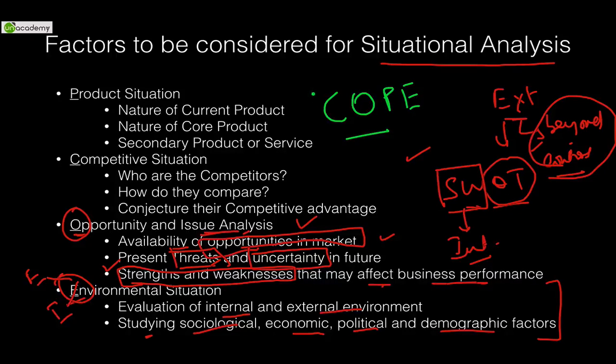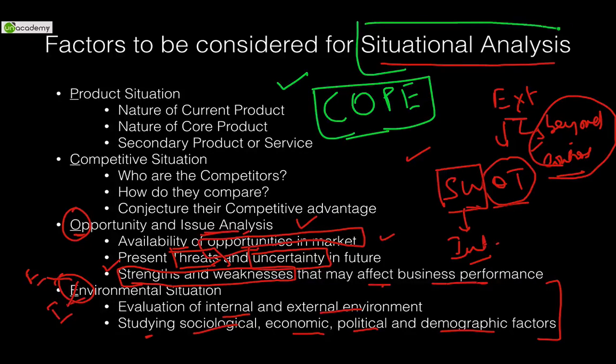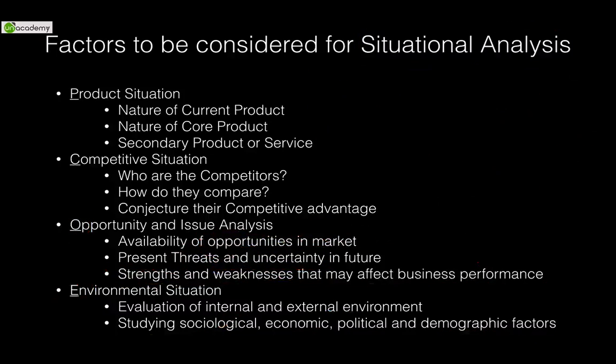Now, how do I learn the code of all the factors? It is COPE. Remember this word, these are the four factors pertaining to situational analysis. C for competitive situation, O for opportunity and issue analysis, P for product situation, and E for environmental situation. That refers to COPE. So these are the four factors considered for situational analysis.